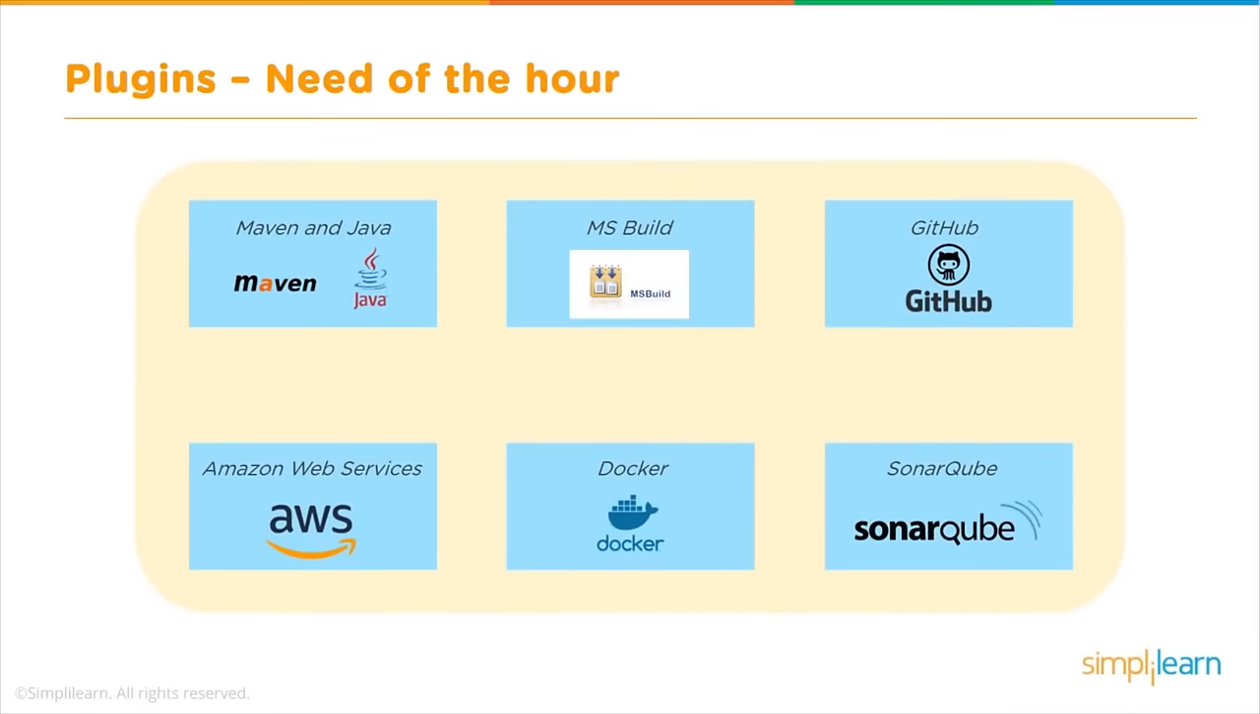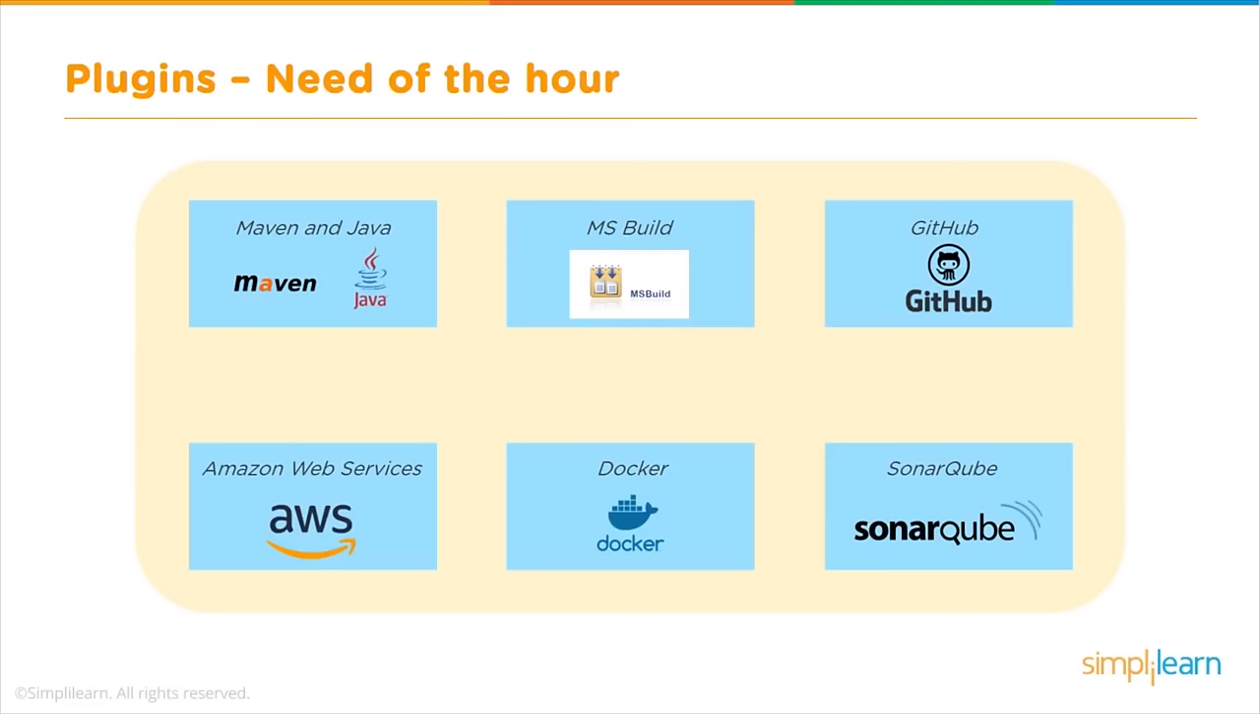In order to connect Jenkins with any of the containers or other toolsets, you would need the plugins. If you want to build a repository which has Java and Maven, you would need to install Maven and JDK on your Jenkins instance. If you're looking for a .NET or Microsoft build, you would need MS Build installed on your Jenkins instance, and the plugins that trigger MS Build. If you want to listen to server-side webhooks from GitHub, you would need GitHub-specific plugins. If you want to connect Jenkins to AWS, you need those plugins. If you want to connect to a Docker instance running anywhere in the world, as long as you have a publicly reachable URL, you just need a Docker plugin installed on your Jenkins instance.